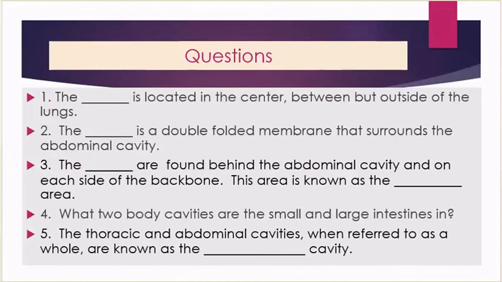Number 1, the blank is located in the center between but outside of the lungs. Number 2, the blank is a double-folded membrane that surrounds the abdominal cavity. Number 3, the blank are found behind the abdominal cavity and on each side of the backbone. This area is also known as the blank area.